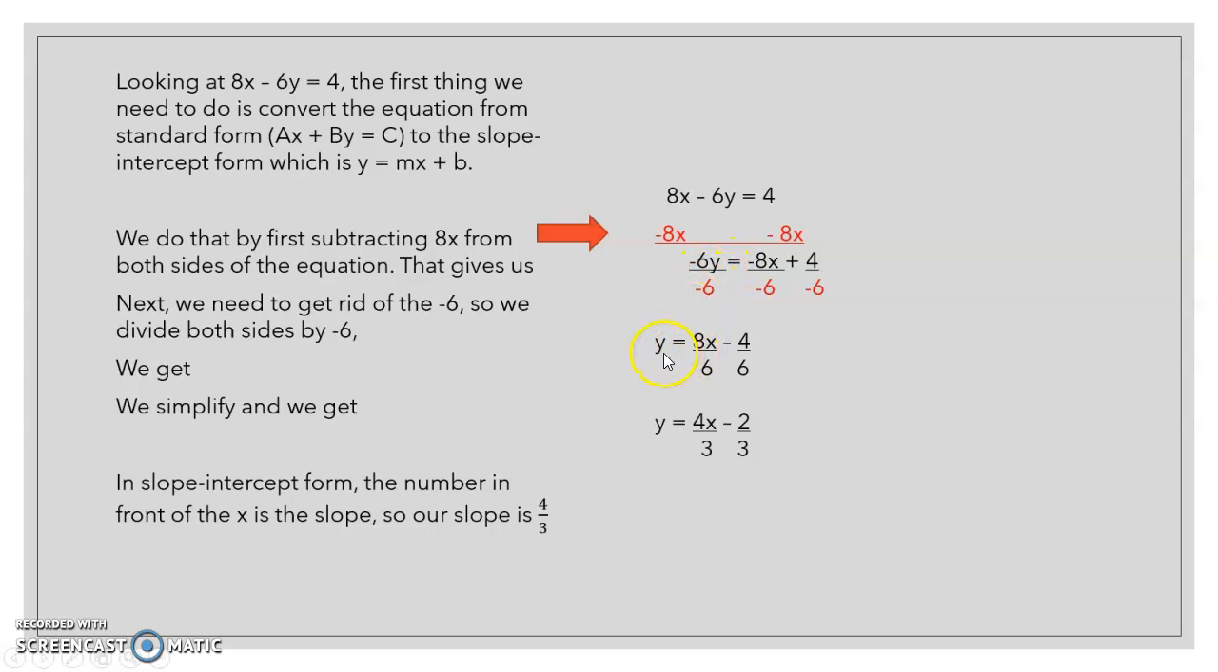And doing that, we'll have y is equal to 8x over 6 minus 4 over 6. We can simplify this by dividing the 8 and the 6 by 2 to give us 4 over 3x, and then dividing the 4 and the 6 by 2 to give us 2/3. So we end up with y is equal to 4/3 x minus 2/3. In slope-intercept form, the number in front of the x is the slope. So our slope for this problem is 4/3.